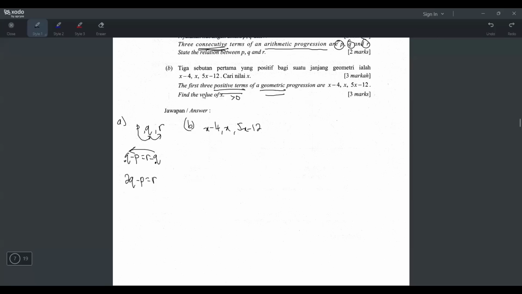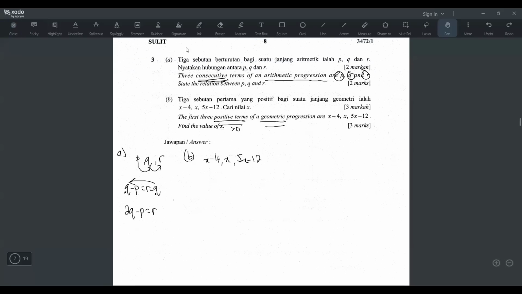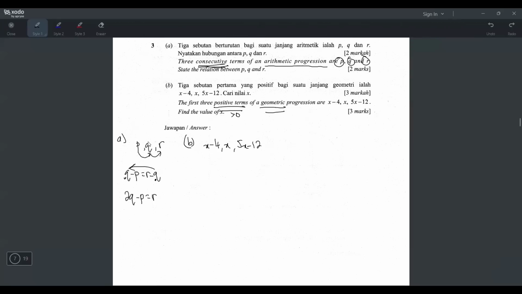Okay, find the value of x. So you will use the same method you used in A just now. But in A you minus, and this one you have to divide. How to divide? Take the last term divided by the middle term, equals to the middle term divided by the first term. So it becomes 5x minus 12 divided by the middle term. Even though I don't know x, when I take this divided by this, you will get the same as x over x minus 4.